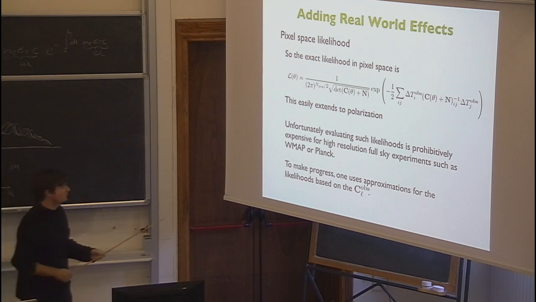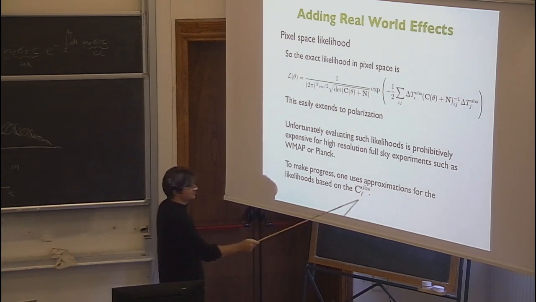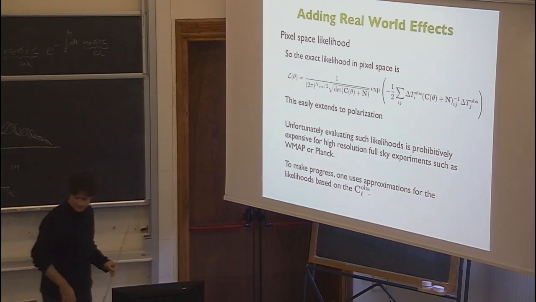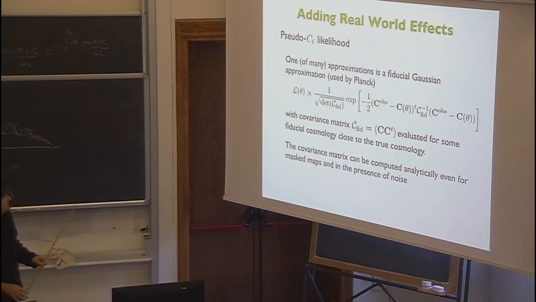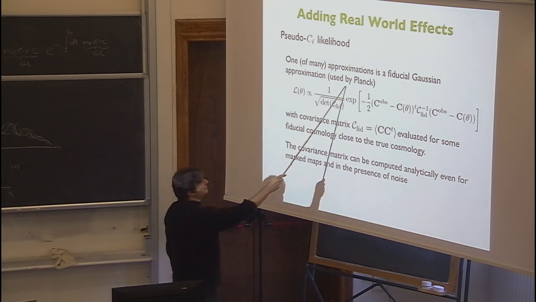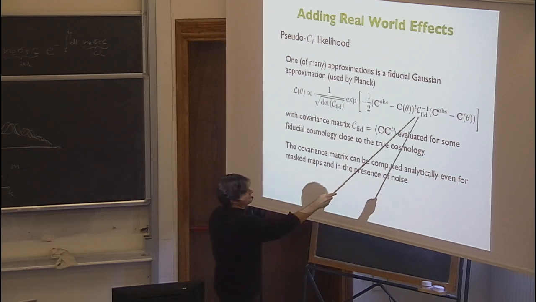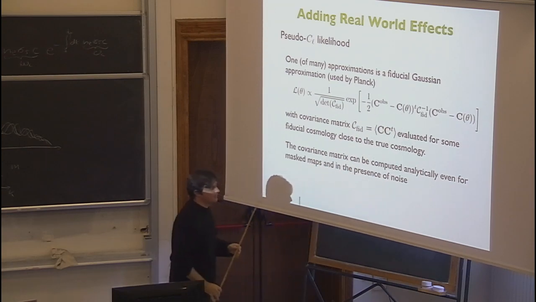And so because it's computationally inefficient, you have to find other ways to make the measurement on small angular scales. And usually what's used is the likelihoods that are directly based on the angular power spectra instead of the pixel space likelihood. And so here what Planck used is a very simple approximation. You just assume that the likelihood is Gaussian for the CLs.